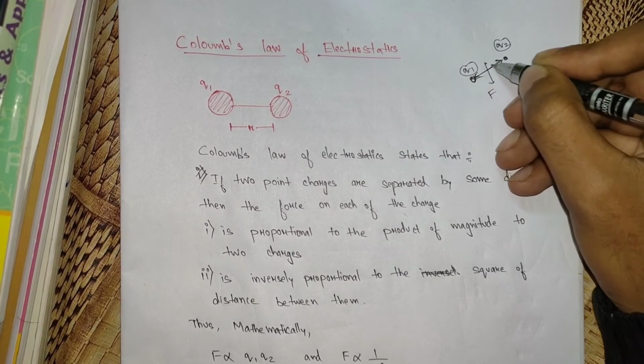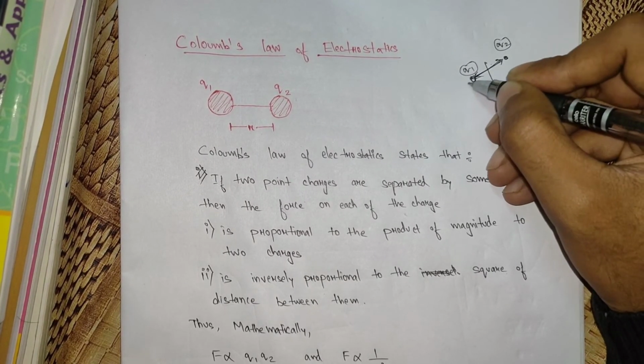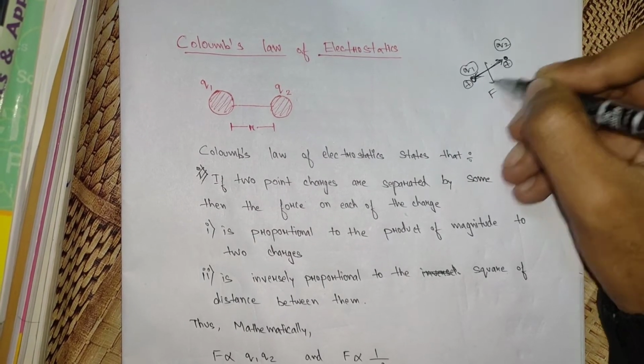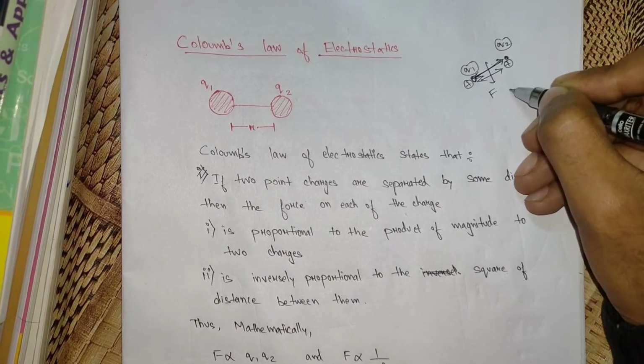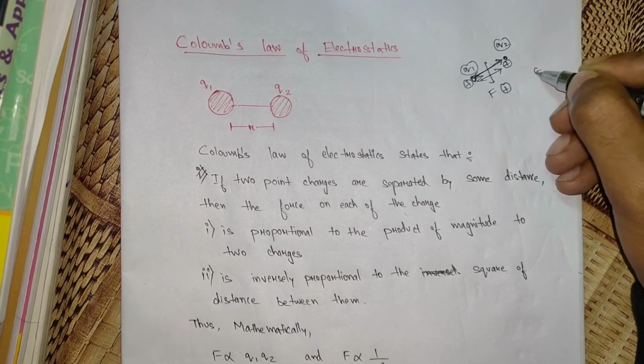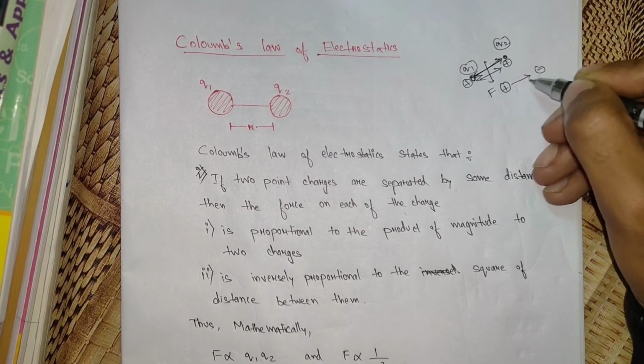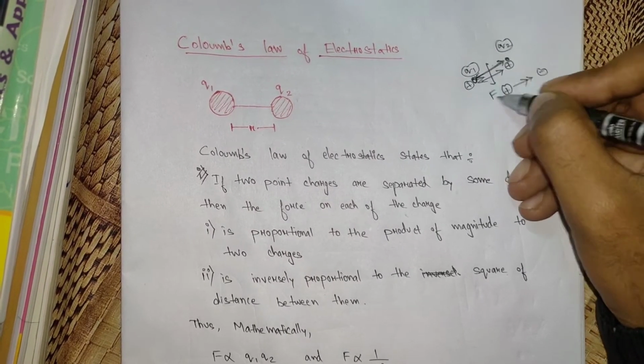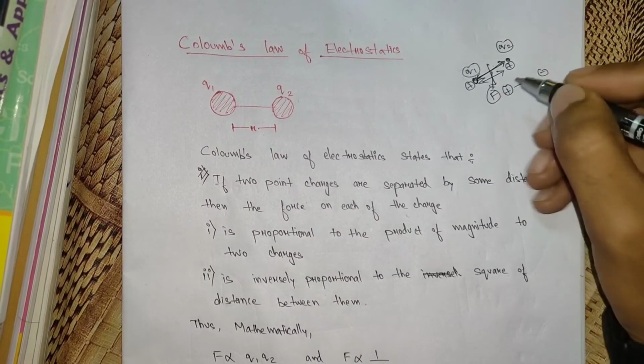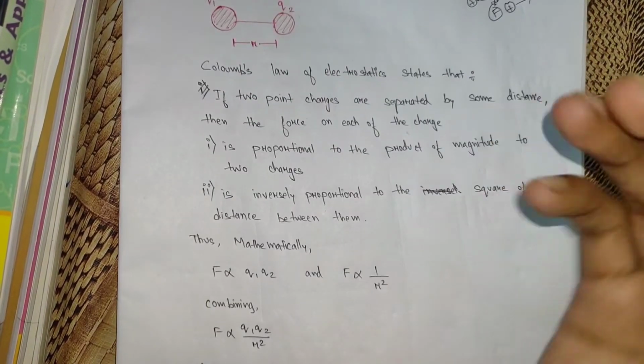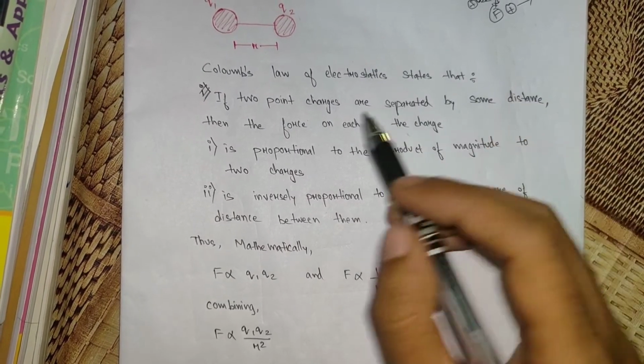This force might repel if there are like charges, plus plus, then of course they will repel. And if there is a plus charge and a minus charge, then they will attract each other. So all of this force is given by Coulomb's law. So let us see what Coulomb's law states.